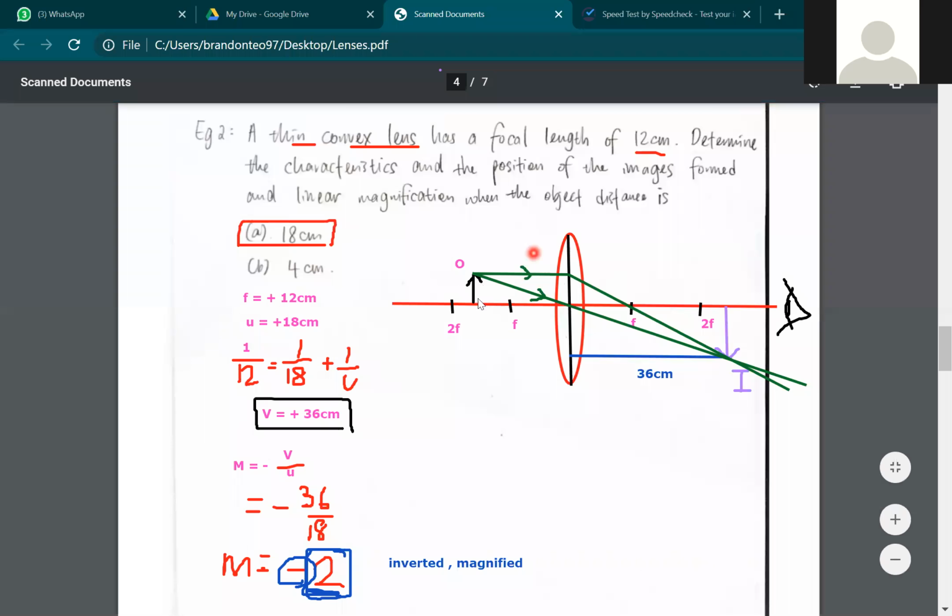First is by drawing the light rays, which is why what I taught you earlier about drawing light rays is very important, because you can confirm your answer. The equation, the calculation, gives you the exact value, but the ray diagram you can use to confirm your answer, something like that.